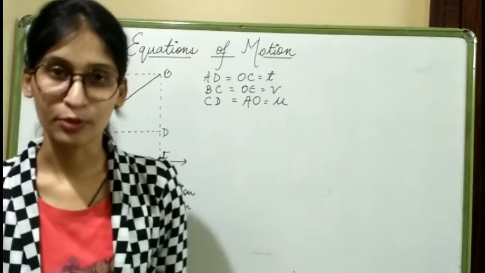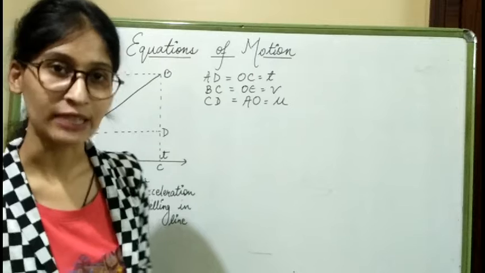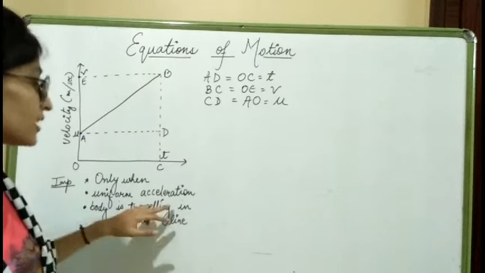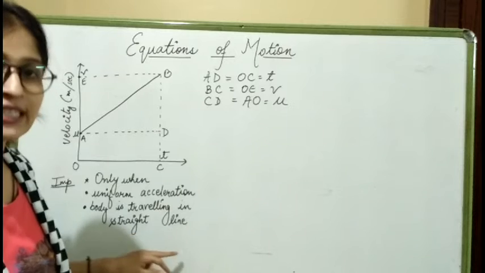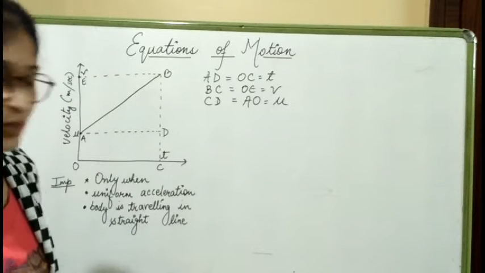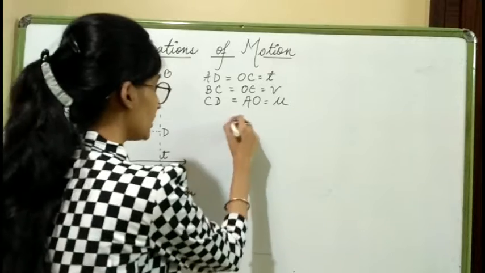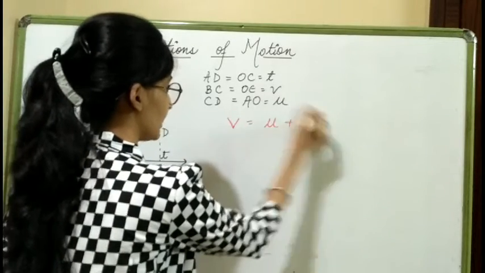Next important point to note here is that the three equations of motion will be applicable only when the body is moving with a uniform acceleration and the body is traveling in a straight line. So our first equation of motion is v equals u plus at.